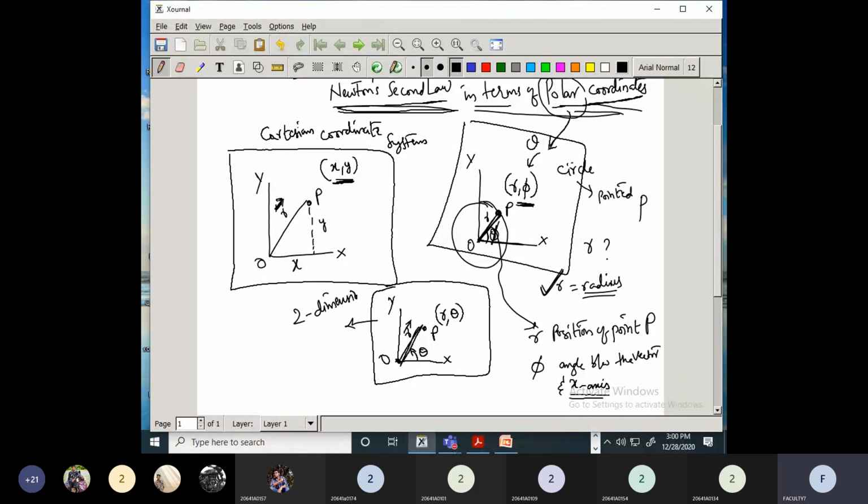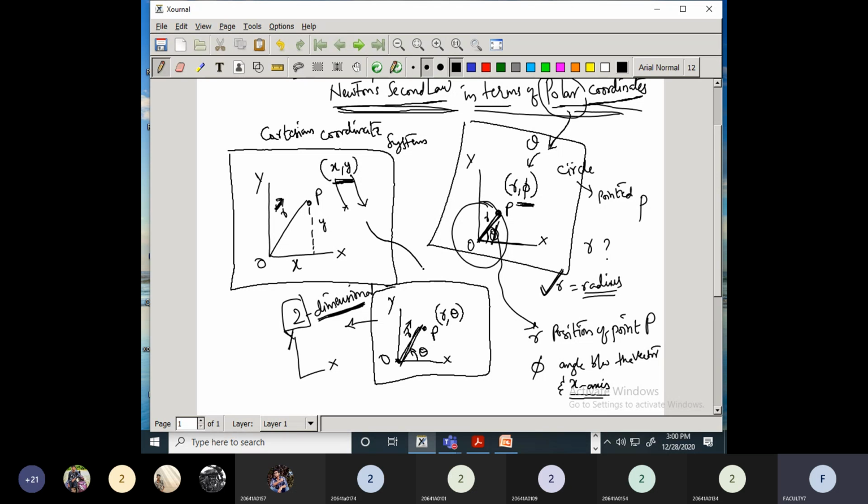Two-dimensional case. Why am I mentioning this as two-dimensional? Because we are considering only the x-axis and y-axis. We are not mentioning the z-axis. That's why we are considering this as a two-dimensional case of study. Now regarding x and y, here you have the x coordinate and the y coordinate.